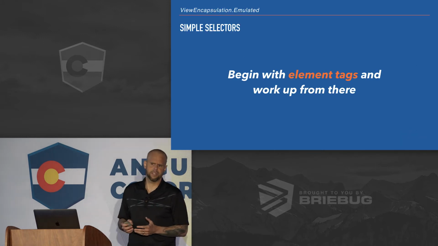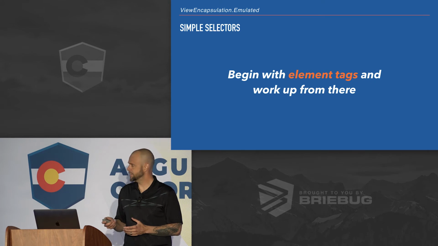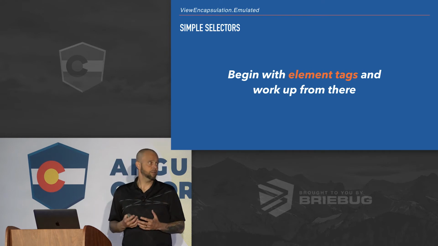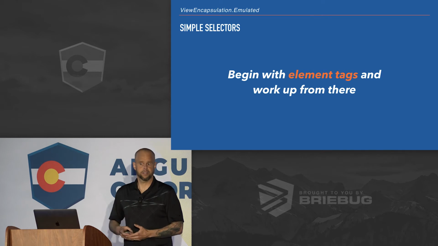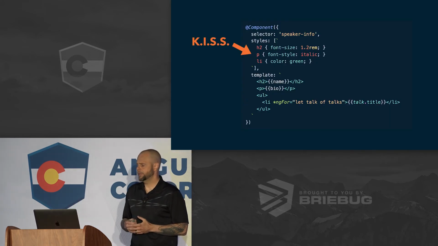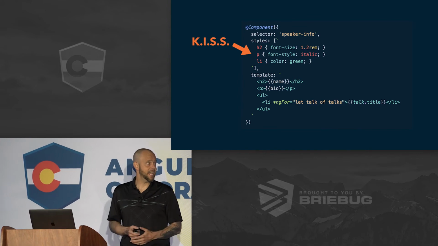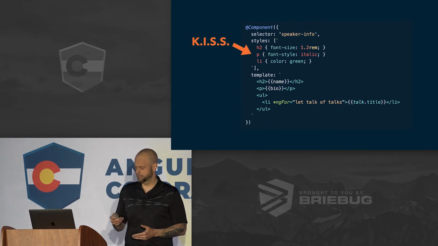So the first thing I want to start off with is think about using simple selectors, okay? We have this scoping mechanism that we got for free out of the box. So I would recommend starting with styling rules based on these element tags that we have in our component, and then work up from there in terms of complexity and rules and that sort of thing. So in our component here, we can simply style the H2 tag. We can have a rule for the P tag and the LI tag, because we know that those rules are only going to be for that template content below.